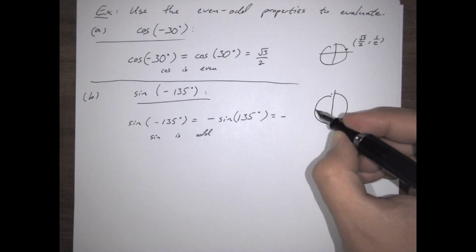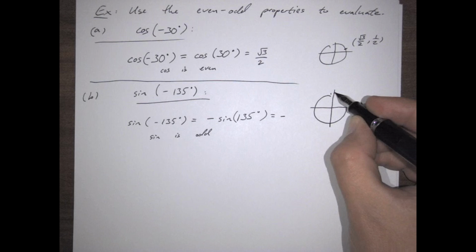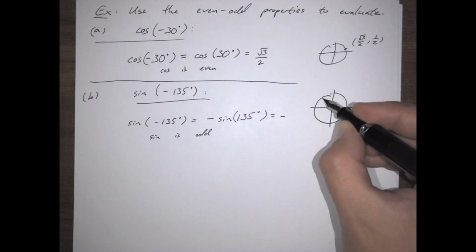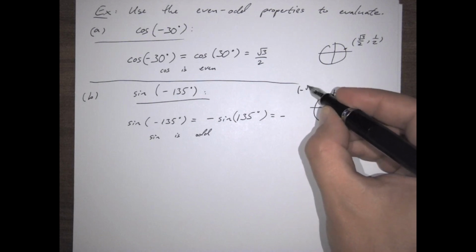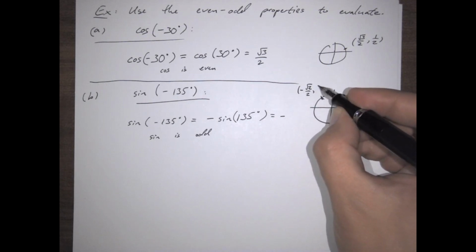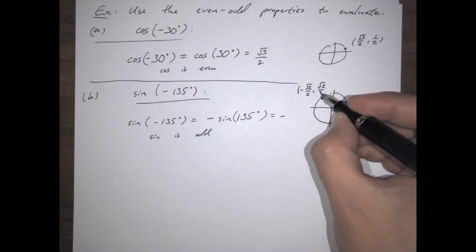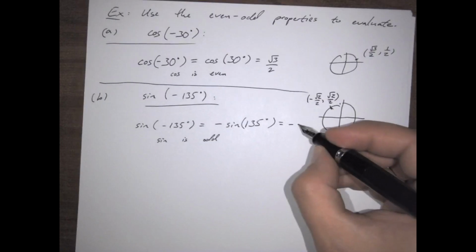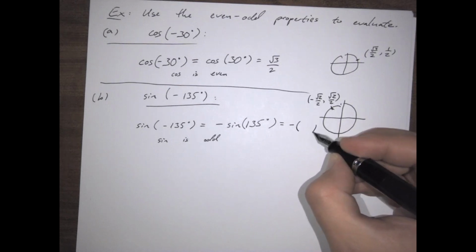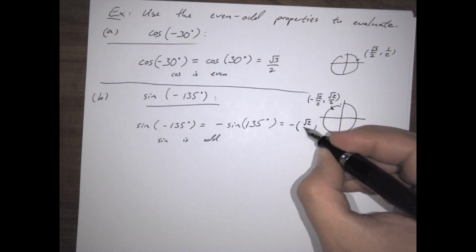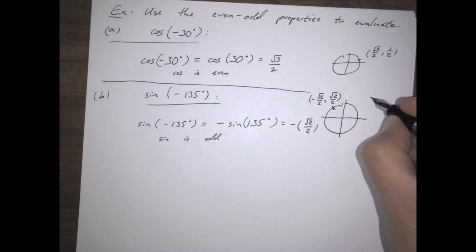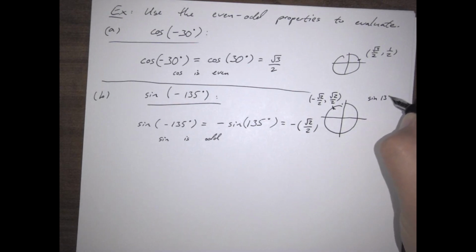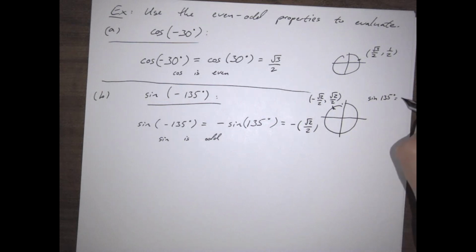So here, let's think about that. So this is 90 degrees. So it's 90 plus an extra 45, so that puts us right here. And so the x value of this is negative root 2 over 2, and the y value is positive root 2 over 2. So it's equal to negative sine of 135, but the sine of 135 is equal to root 2 over 2.